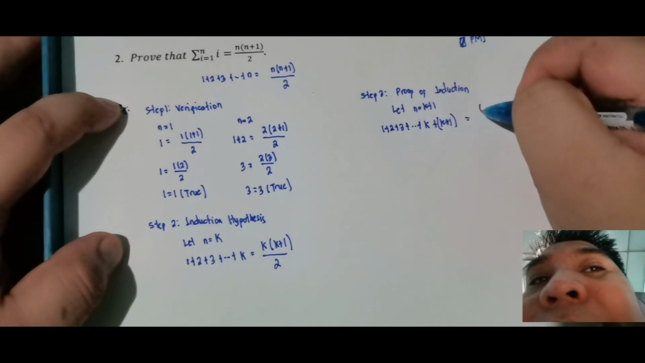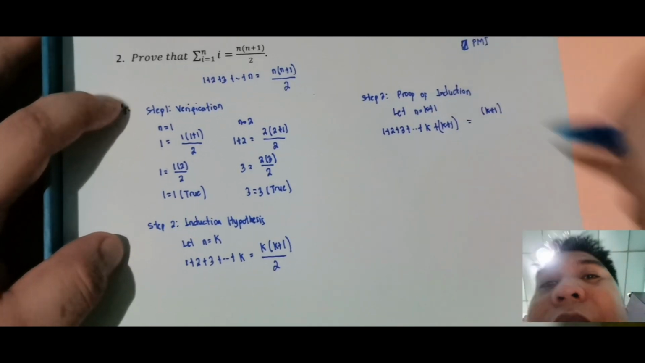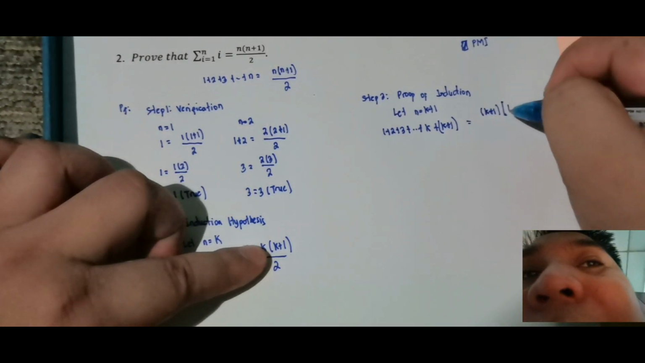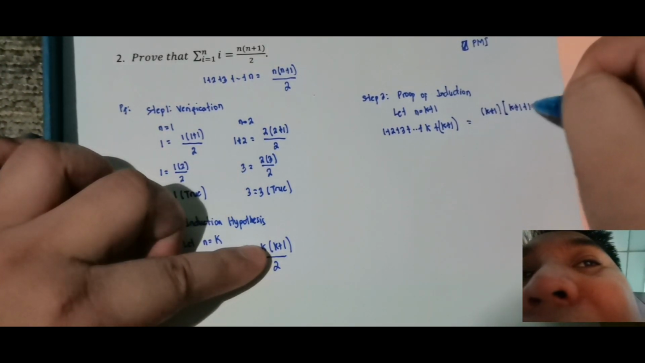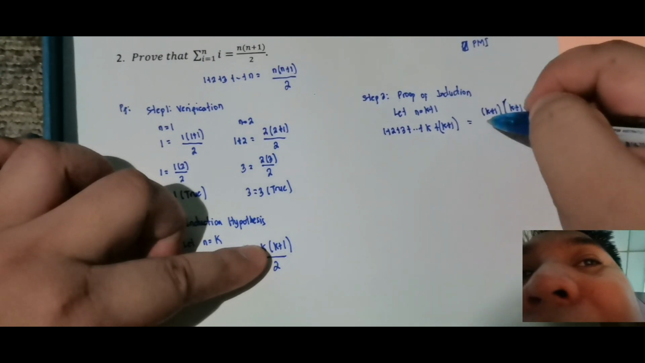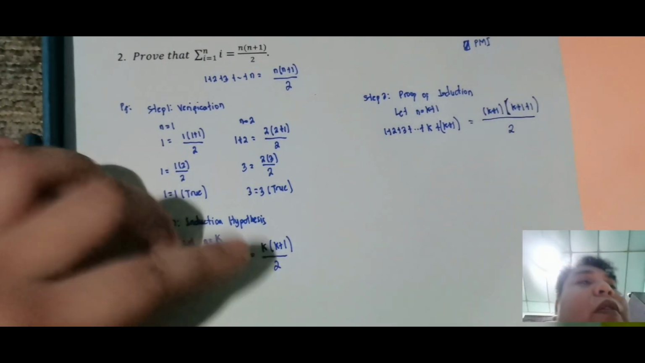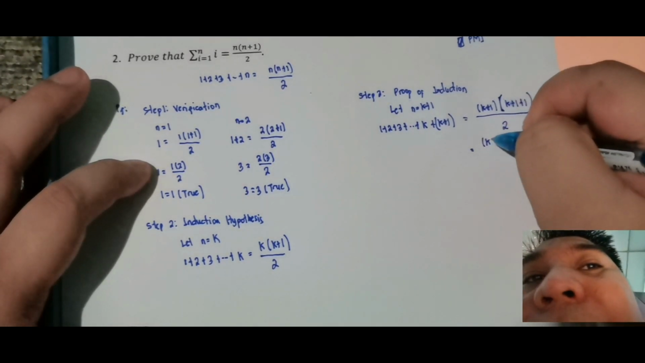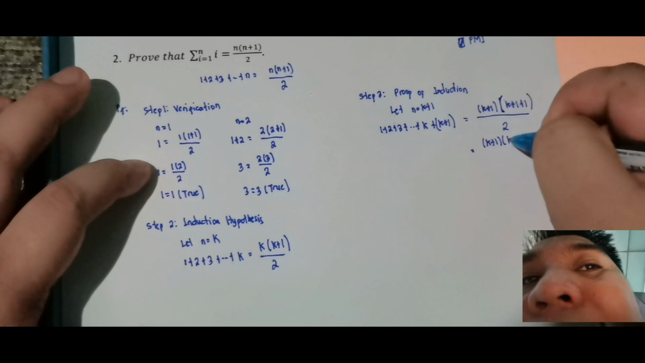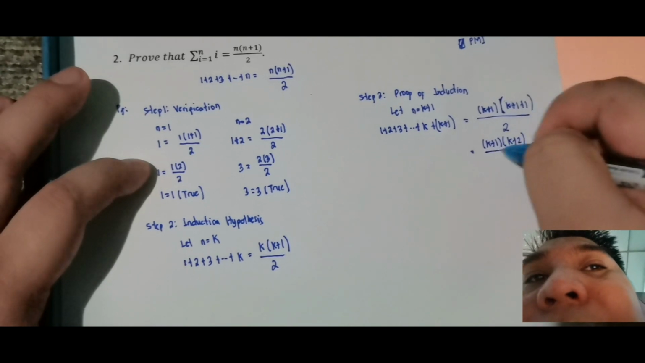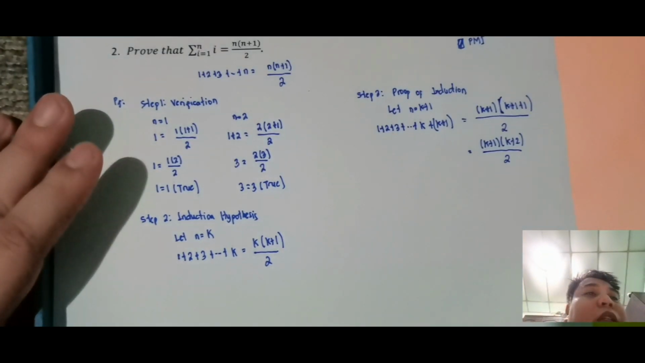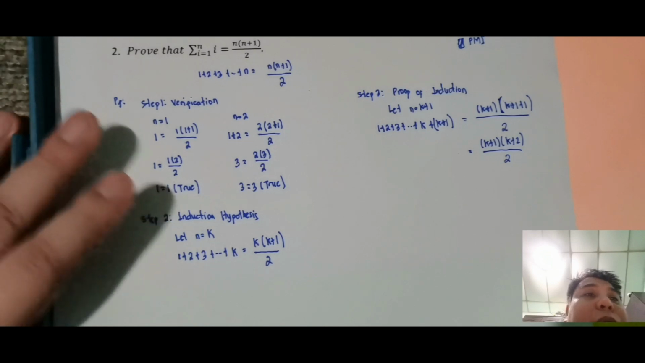Okay, equal siya sa, ito magiging k plus 1. Tama? Then yung isa, magiging k plus 1 plus 1, all over 2. So literal, that is equal sa k plus 1 times k plus 2 over 2. Okay, so ang goal natin mula dito dapat naging k plus 1 times k plus 2 over 2. So proceed tayo dun sa part na yan.